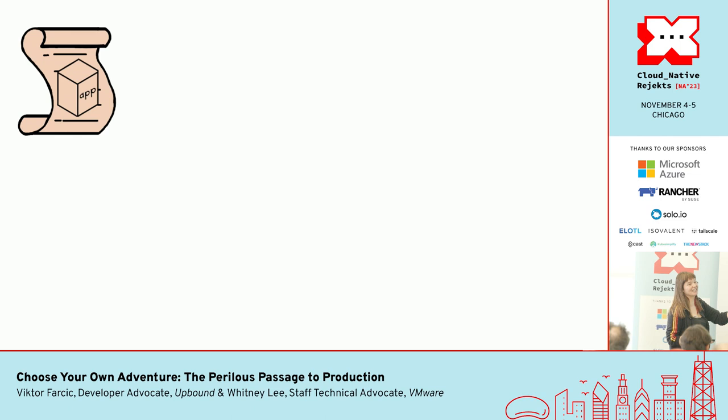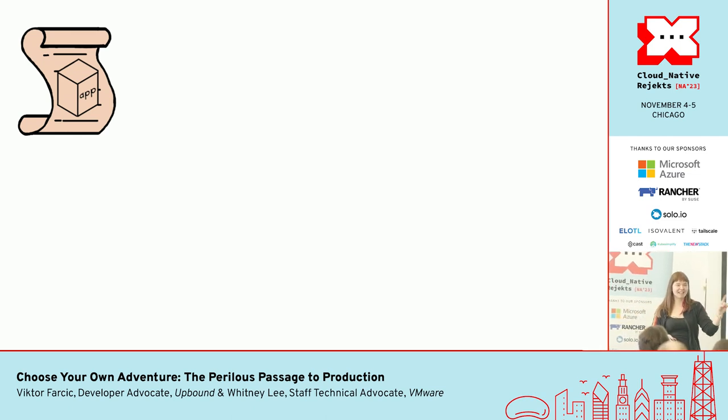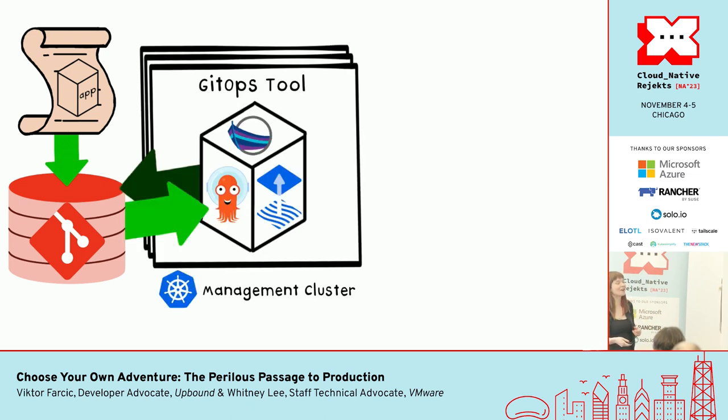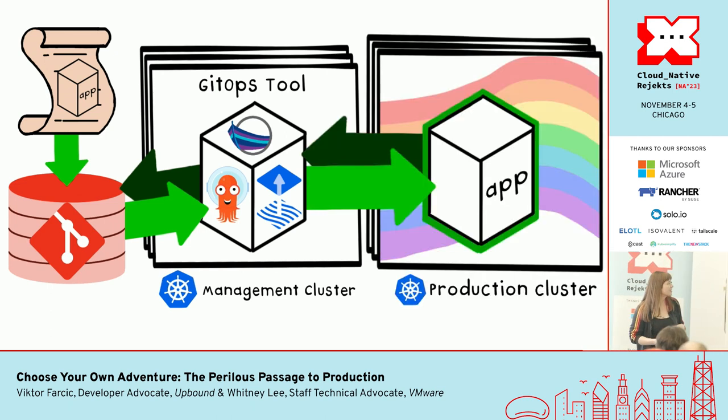The first one is that you need to define your app declaratively. The second, you need your application definition to be version and source controlled. This is almost always done with Git. The third, we want our GitOps tool to continually be pulling from Git to get the freshest version of what's in there. And finally, we need the desired state to be continuously reconciled with the actual state as it was deployed.